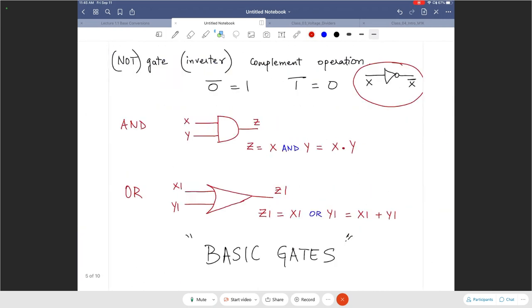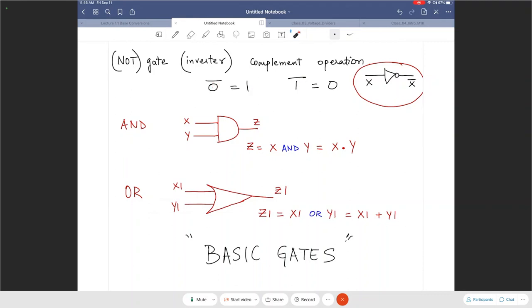What is complement? Well, that's an inverter. A NOT gate or inverter will give us the complement operation. So if that's the symbol, triangle followed by a bubble, the bubble in front of the triangle indicates inversion. So if X, a binary input variable, goes in, X complement comes out. So if 0 goes in, 1 comes out, 1 goes in, 0 comes out. 0 complement is 1, 1 complement is 0.